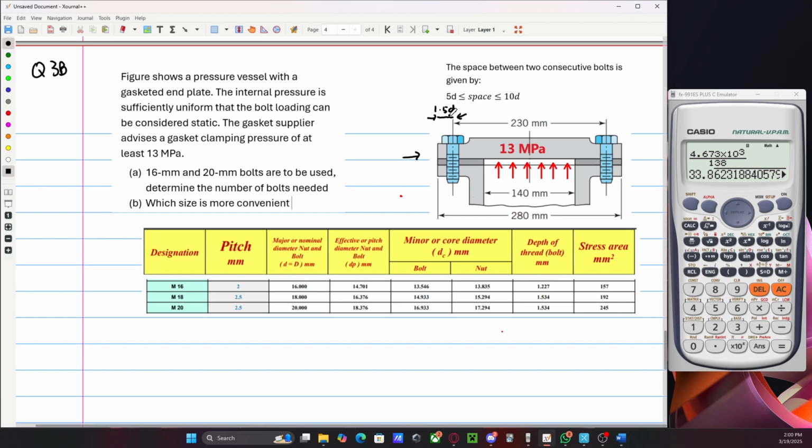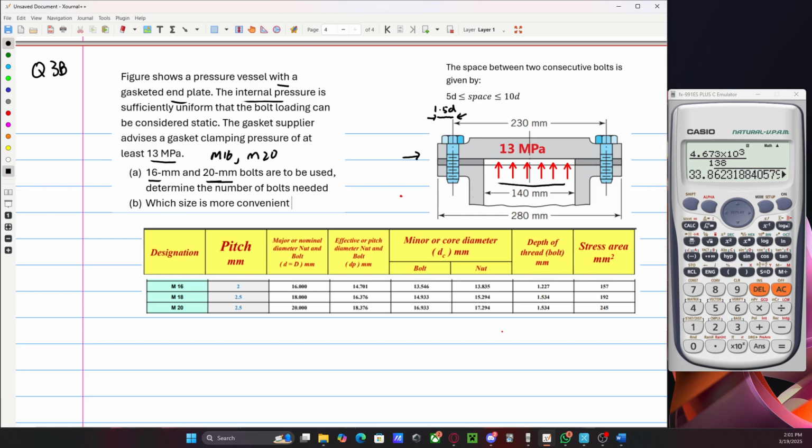The figure shows a pressure vessel with a gasketed end plate, and the internal pressure is sufficiently uniform, so the bulk loading can be considered static, and we're told that it's at least 30 megapascal. We're also told that 16 millimeter and 20 millimeter bolts are to be used. So we're going to look at M16 and M20 from the tables, and determine the number of bolts needed. Which size is more convenient?